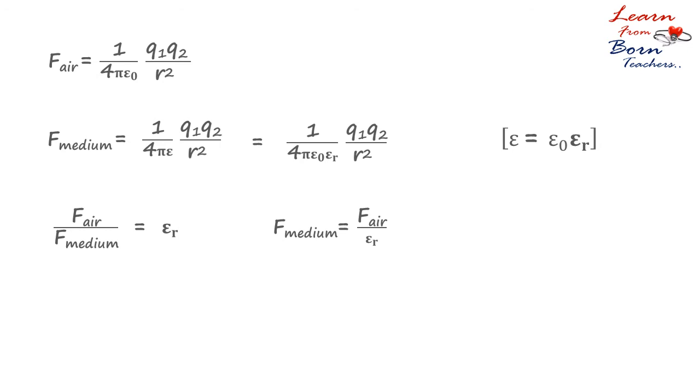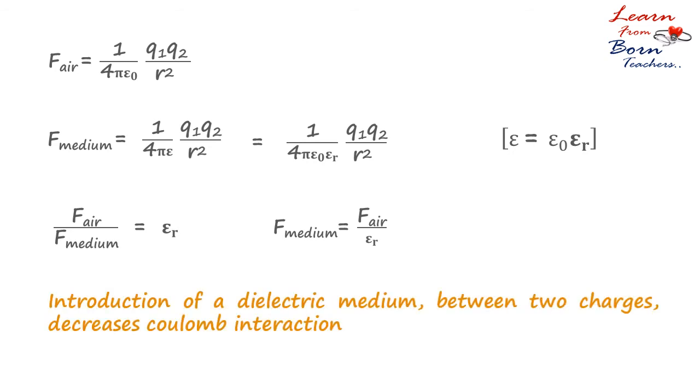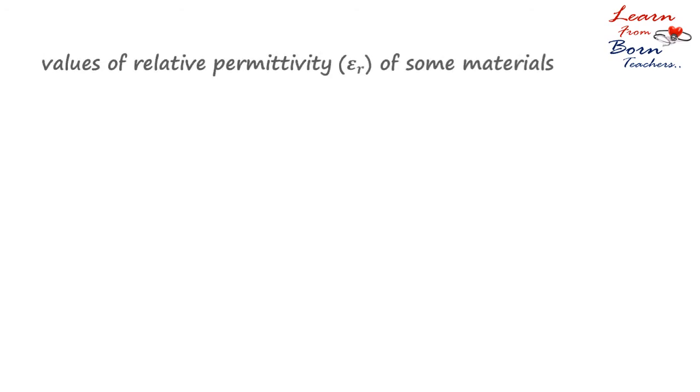The value of epsilon r varies from 1 to infinity. So, depending on the medium that we have taken between two charges, the force will be reduced. Or we can say that the introduction of a dielectric medium between two charges will decrease the Coulomb interaction. Let us see the values of relative permittivity or dielectric constant of some materials.